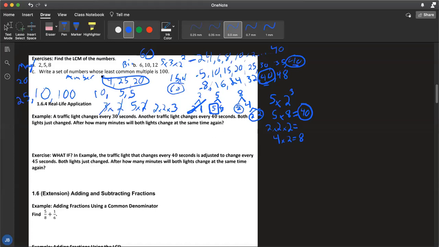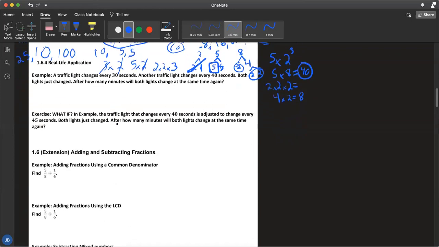All right. So now we're going to look at real life. Or does anybody have any questions so far? Or is everyone feeling pretty good? Awesome. All right. So real life application. A traffic light changes every 30 seconds. And another traffic light changes every 40 seconds. Both lights just changed. After how many minutes will both lights change at the same time again?